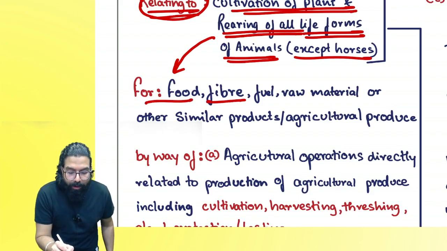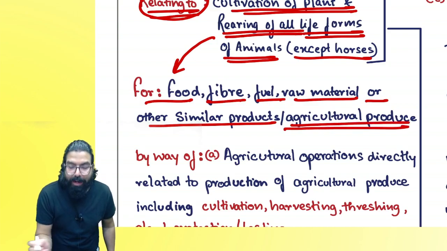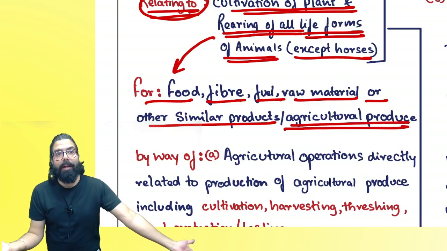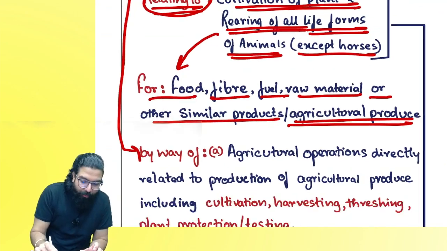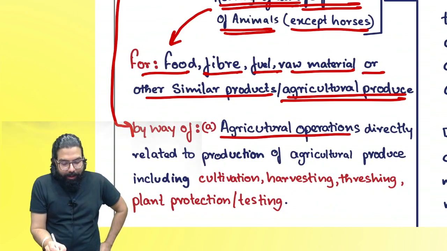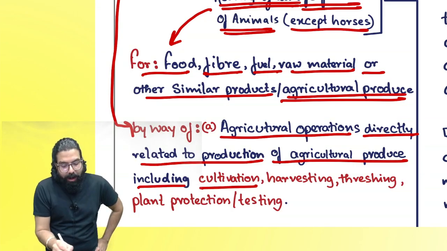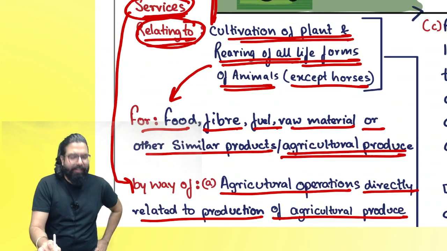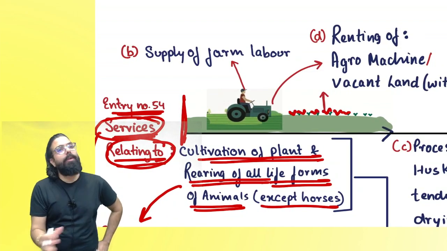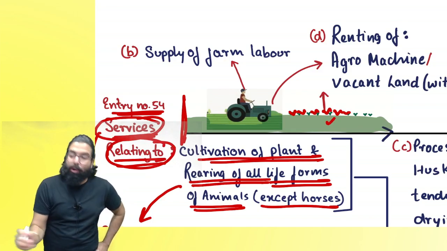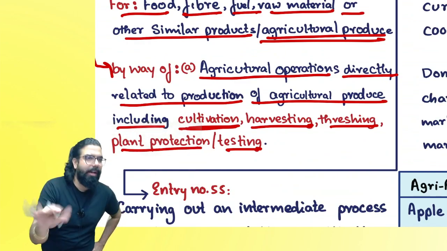For food, fiber, fuel, or any raw material or other similar product, or you are doing cultivation of plants for agricultural produce. Then they say, if you are taking services by way of agricultural operation directly in relation to production of agricultural produce, including cultivation, harvesting, threshing, plant protection, testing. For example, cultivation: you want to grow crops, and you are taking any services related to crop growing. Might be soil testing related services. Any services relating to cultivation.